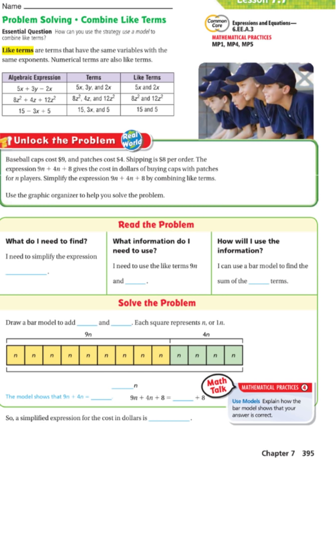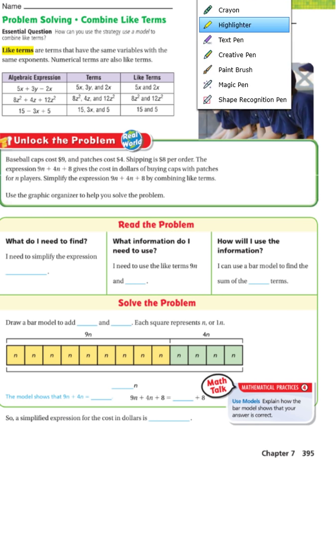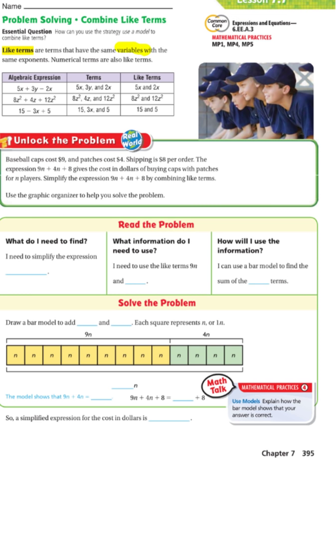Okay, so we're looking for like terms in this lesson. It says that like terms are terms that have the same variable. So we're going to look at this word variable. You should remember that a variable is just a letter, which could be V, it could be any letter in the alphabet, that we will later use to replace with a number. And that is what makes it an algebraic expression.